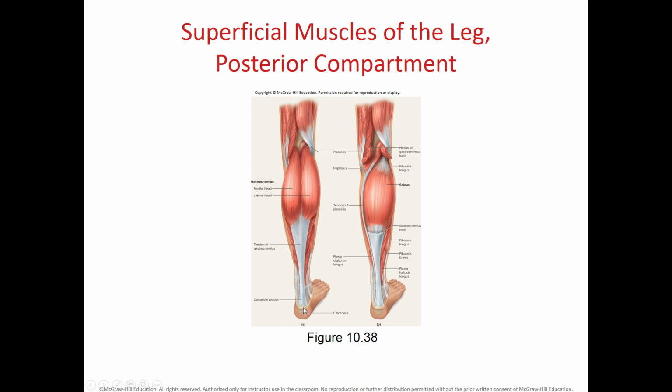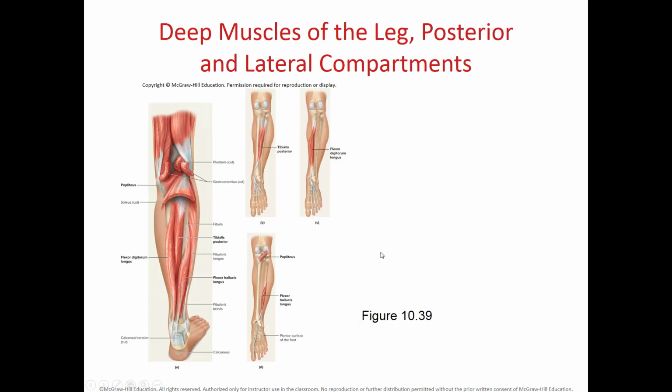And all of these muscles have this antagonistic function, so they create plantar flexion, opposing the muscles of the anterior compartment. And then in the deep posterior, we have the flexor hallucis longus, we have the flexor digitorum longus, tibialis posterior, and the popliteus. And all of them are innervated by the tibial nerve.